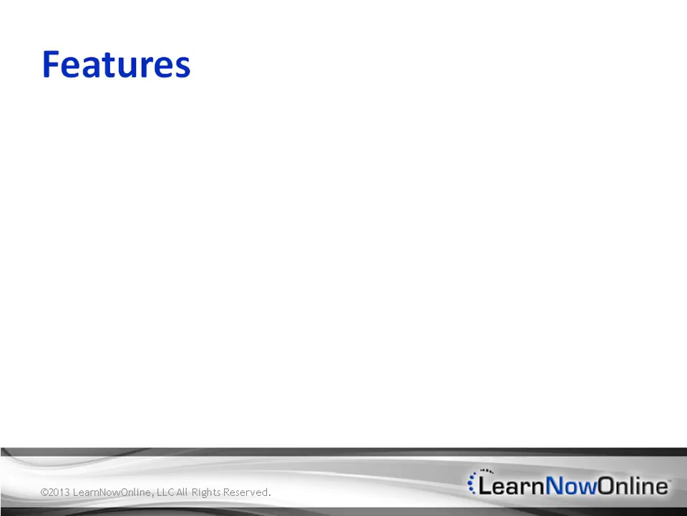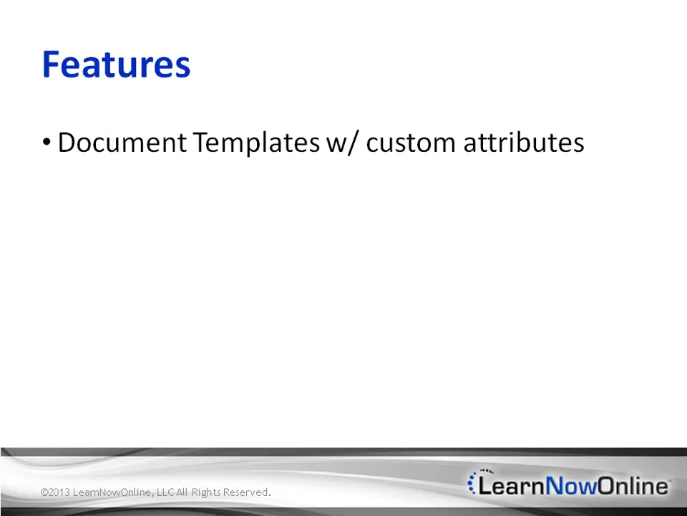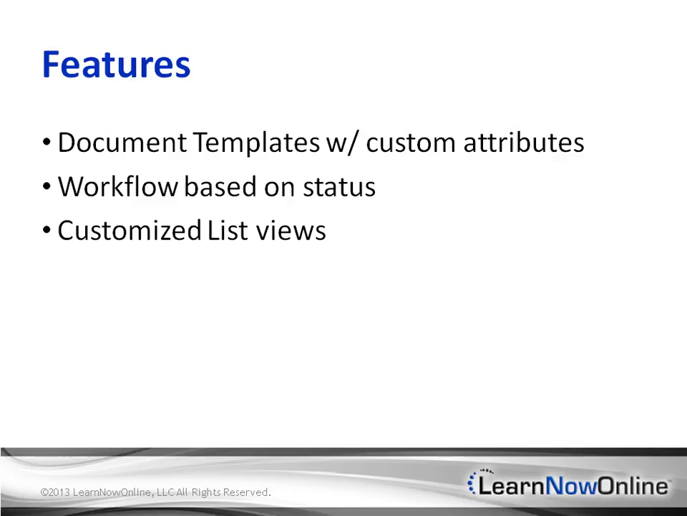Now that we understand our goals and business needs, let's talk about some simple features that we're going to use. First, we're going to look at document templates with custom attributes. We're going to look at workflow based on status, and we're going to just customize some list views to be able to get the information that we want out of this site. Let's see this site live.